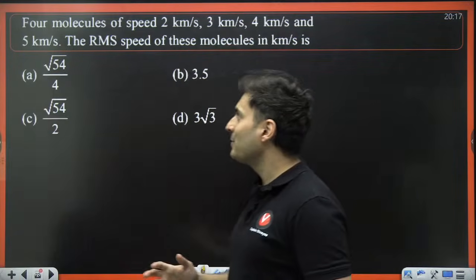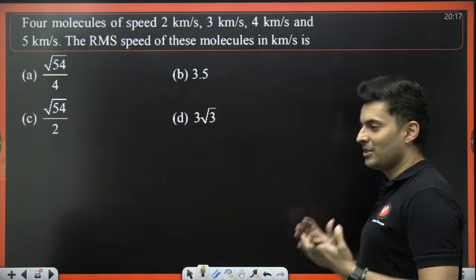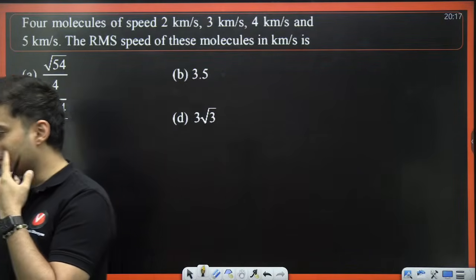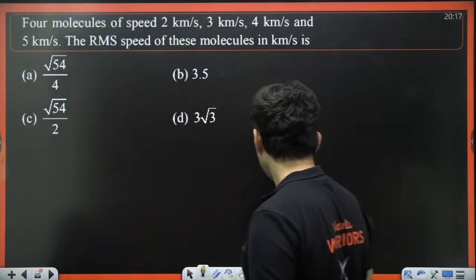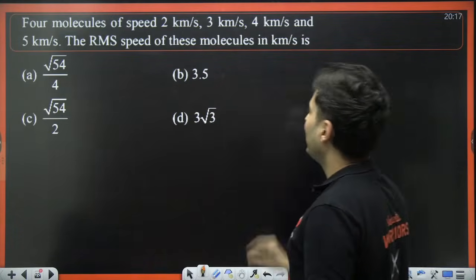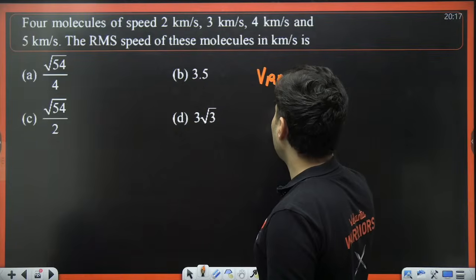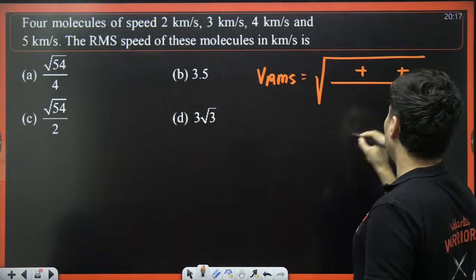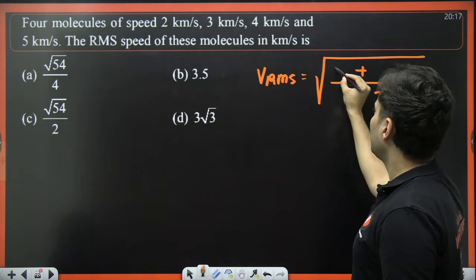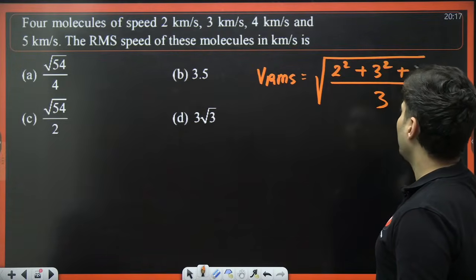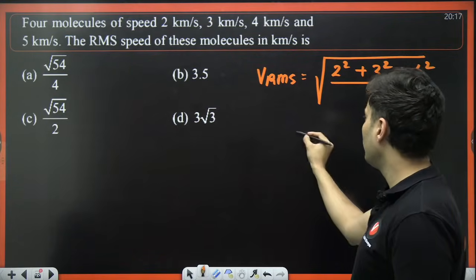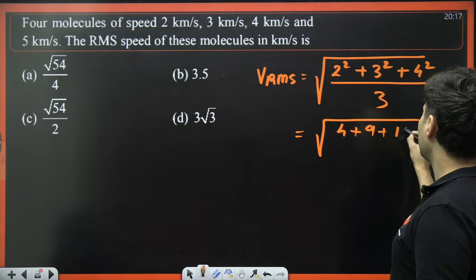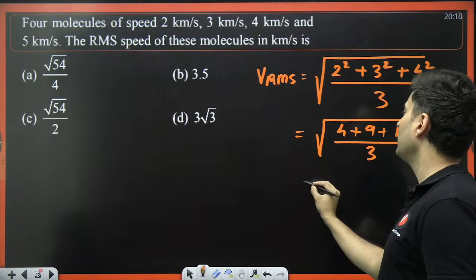You can see there are 3 speeds given. The question is to find the RMS speed of these molecules. Come on, my dear students. What do you think it is? Okay. So finding RMS, you just have to put the root. There are 3 numbers, so put 2 pluses, divided by 3. What are the numbers? 2 square, 3 square, 4 square. 4 plus 9 plus 16, right? Divided by 3.